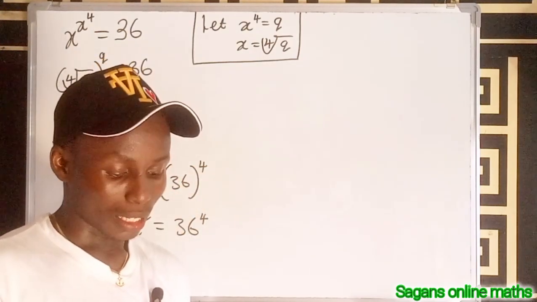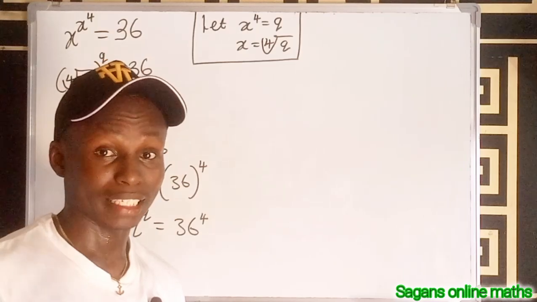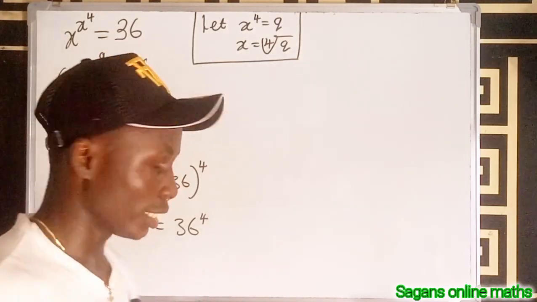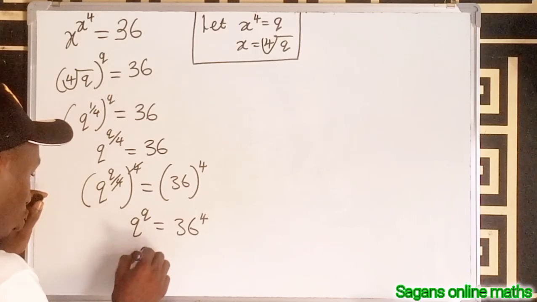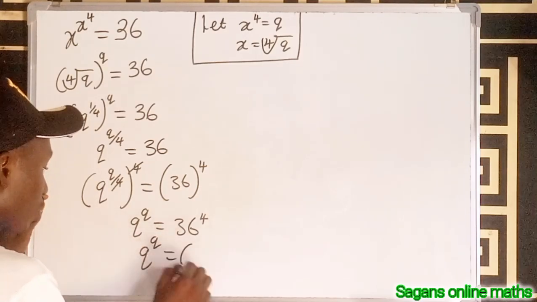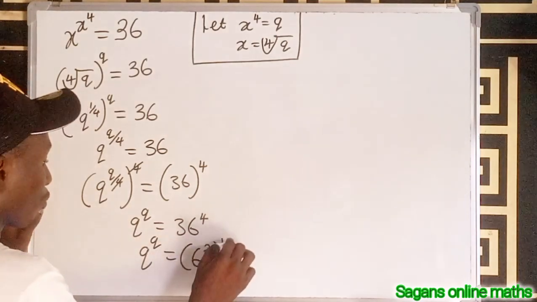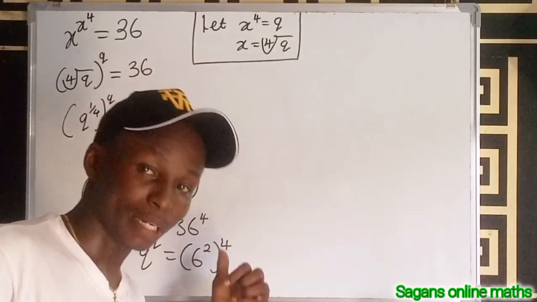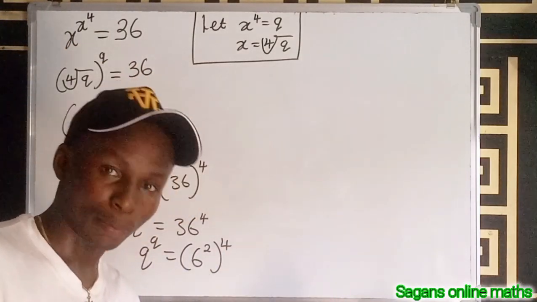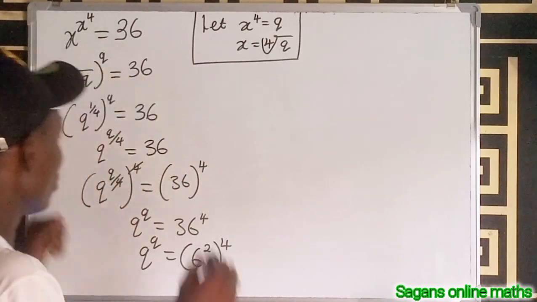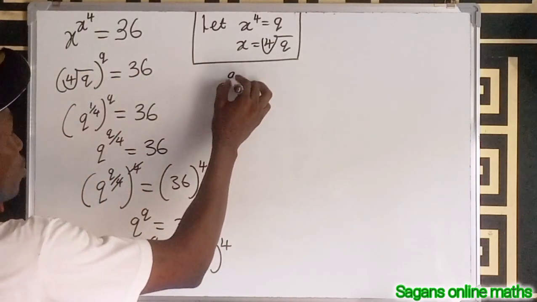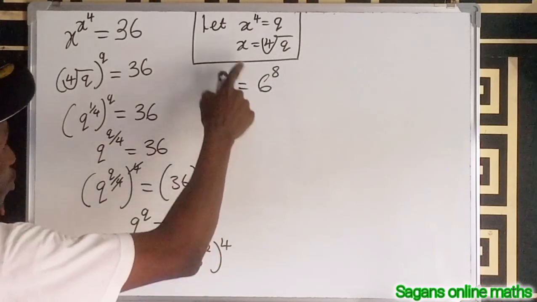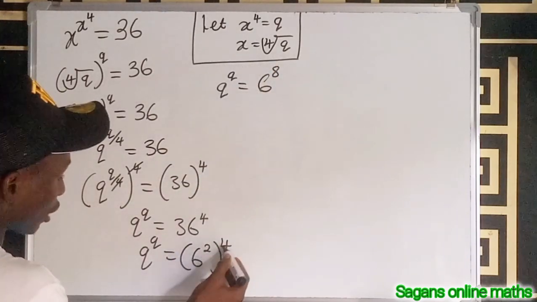But remember that the 36 you're seeing can also be expressed in index form as 6 to the power of 2, because 6 times 6 is 36. So in place of this, q to the power of q is equal to 6 to the power of 2, all to the power of 4. And again, the index inside the parentheses can also multiply the index outside the parentheses by the properties of indices. So q to the power of q is equal to 6 to the power of 8, because 2 times 4 will give us 8.